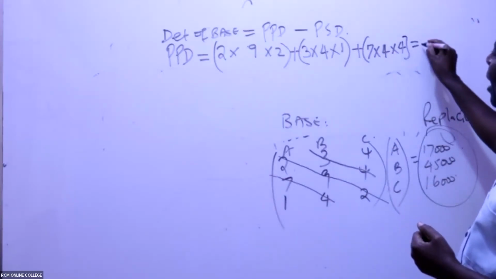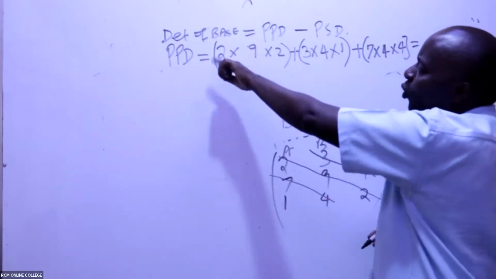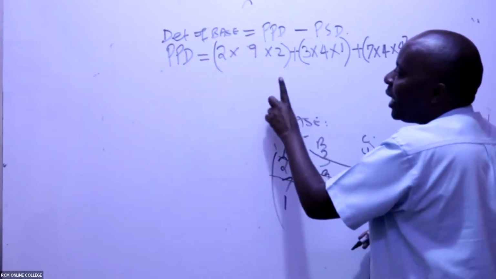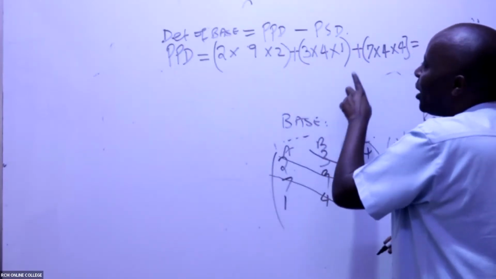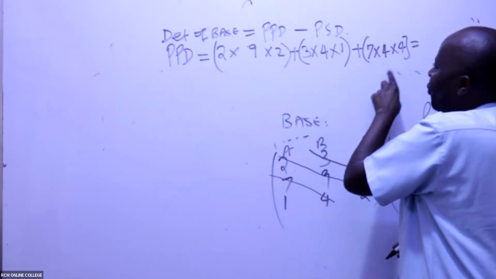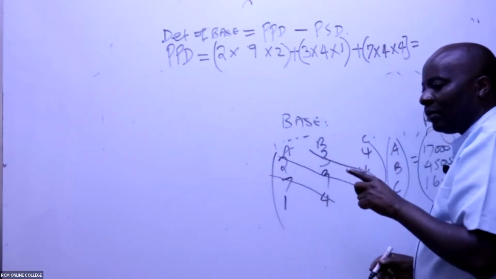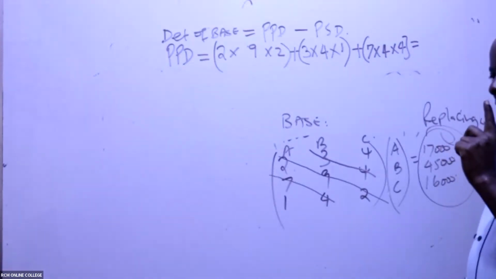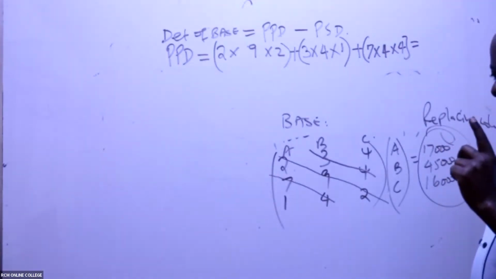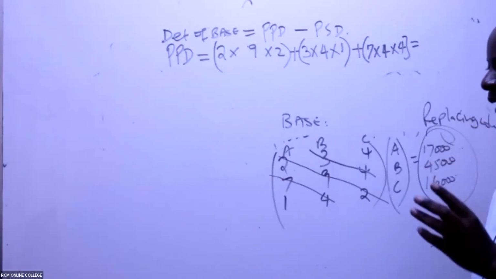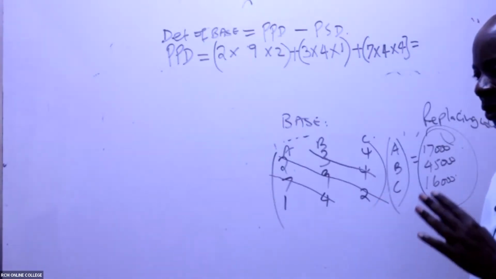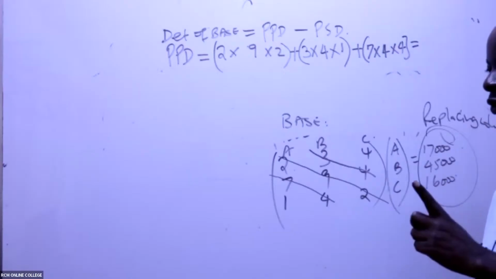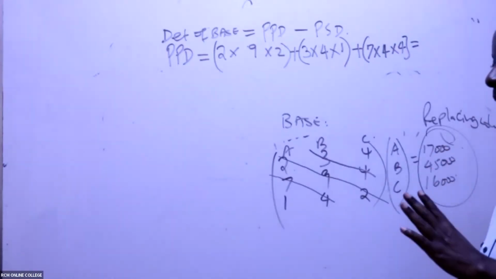Could you be kind enough to take your calculator, open brackets, you say 2 times 9 times 2 plus open brackets, 3 times 4 times 1 plus open brackets, 7 times 4 times 4. Please give me just one number. Thank you, Thorn. You don't have to be right, remember. It's all about participation. So according to Jacinta, it's 160. Thorn, check your calculator again. There is nothing wrong, but just check it again.